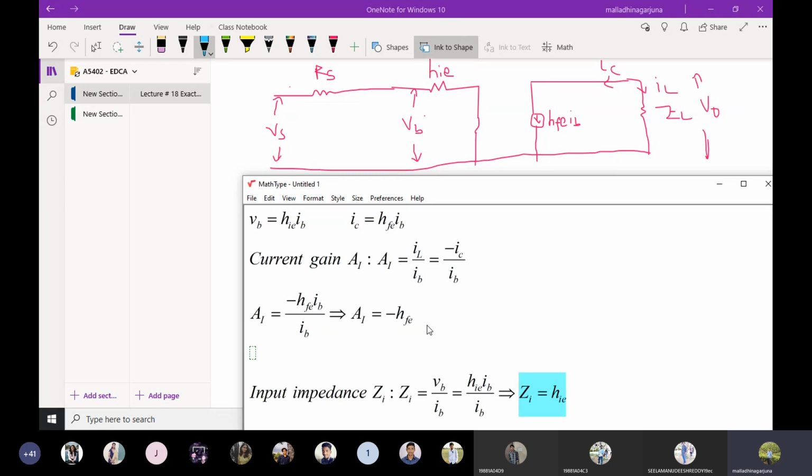But if you see here, after simplifying the equations, it is very easy to calculate, right? And the length of the equation is also very short. So the current gain is just minus HFE, and the input impedance is just HI. Whereas in the case of the exact analysis, the current gain is equal to minus HFE by 1 plus HOE into ZL, and the input impedance is HIE plus HRE into AI into ZL. See, the length of the equation is also minimized in the simplified model.